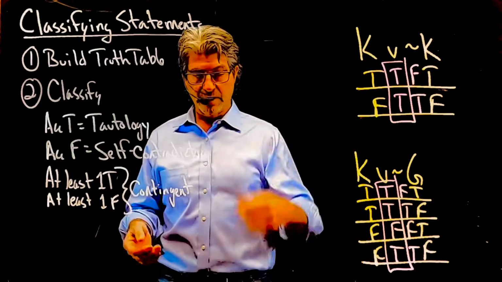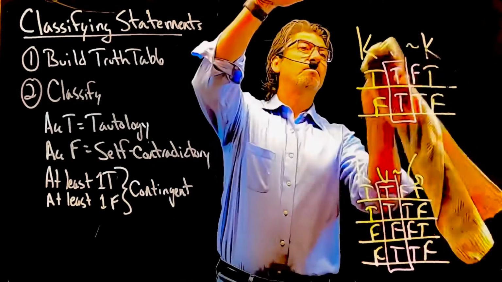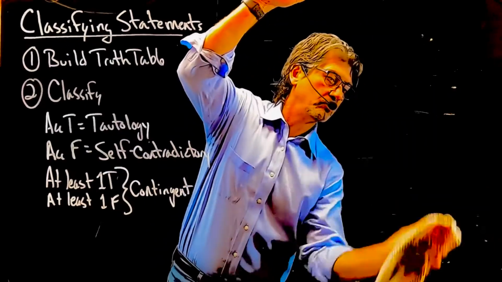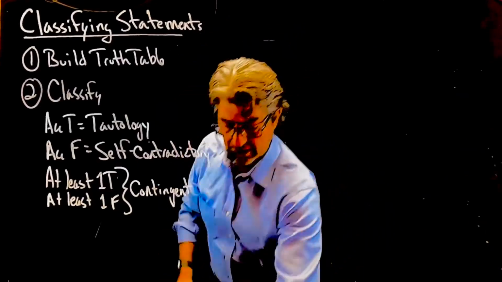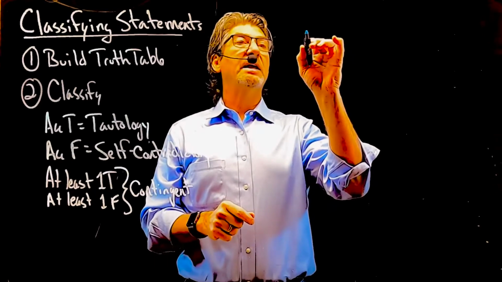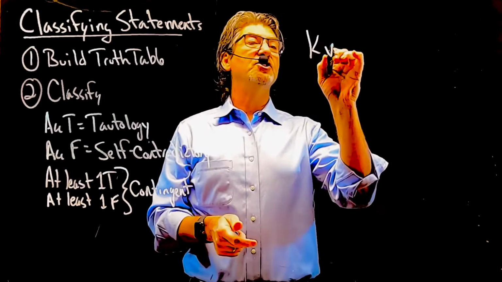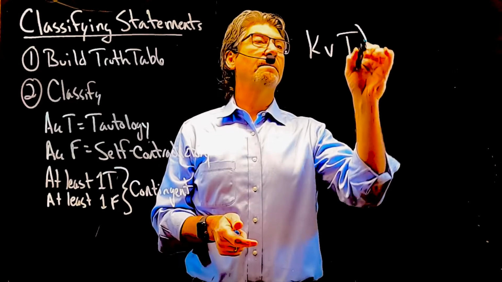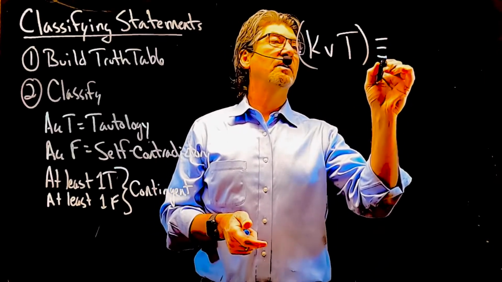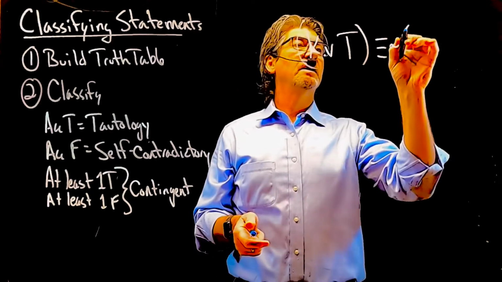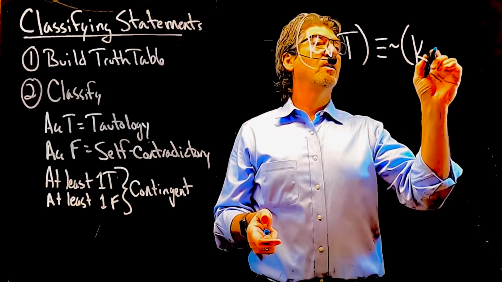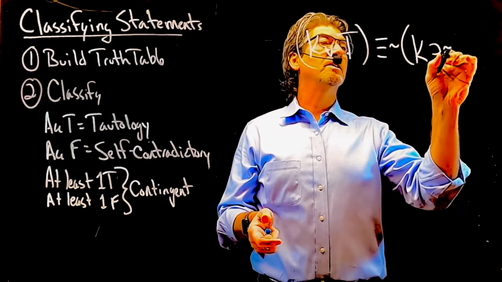Let's see here. Let's try this one. Suppose you have this: K wedge T is equivalent to tilde in parentheses K horseshoe tilde T.